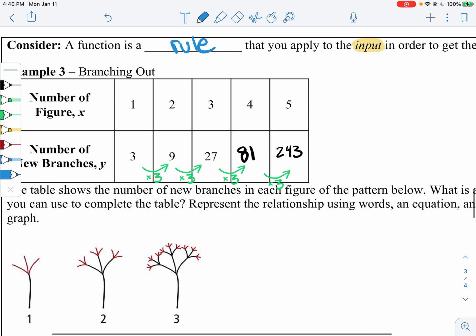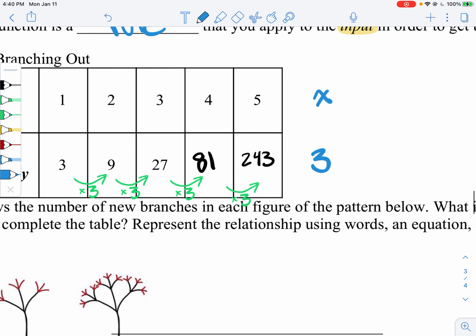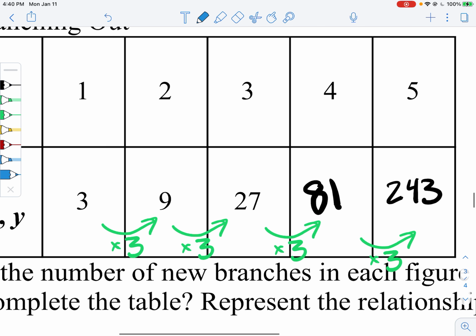Maybe you looked at this pattern and you saw, hey, the number of the figure, whatever that number is, I called it X, just kidding. If you're on figure number X, all you have to do is take 3 and multiply it by itself that many times to get your Y. So here it's just 3. And then next you have, 3 is just 3 one time. But 9 is 3 times 3. And 27 is 3 times 3 times 3. And 81 is 3 times 3 times 3 times 3.